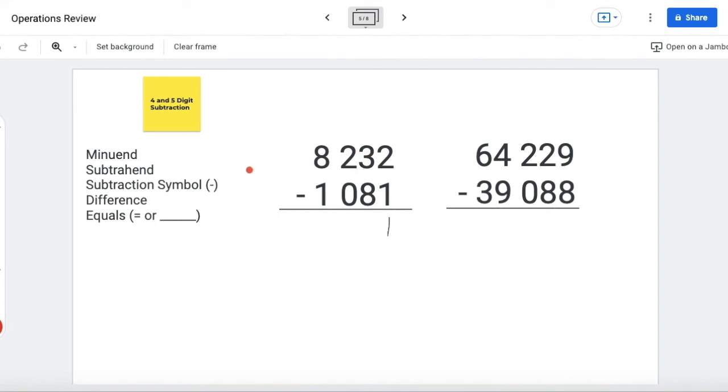So in this case, we're going to need to regroup, sometimes called borrowing. By regrouping, we take a 10 from the next largest place value and move it to the place value we're working on. In this case, the 2 from 200 becomes 1, and the 3 from 30 becomes 13. Now we can subtract 8 from 13 and get 5.